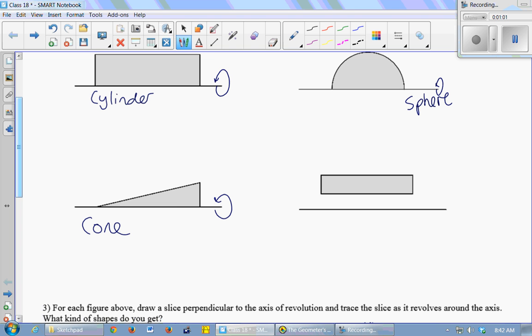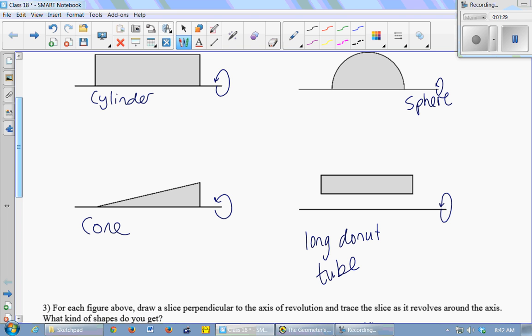And now I'm going to take this rectangle that's not touching the line this time. So it's a little different than this one because there's going to be some empty space. What do I get? Like a long donut, yeah, or a tube. Good.